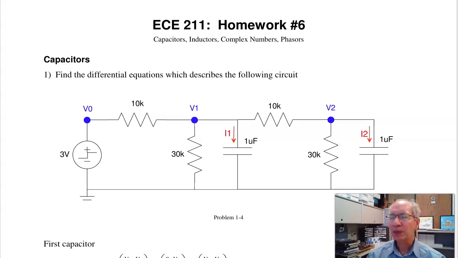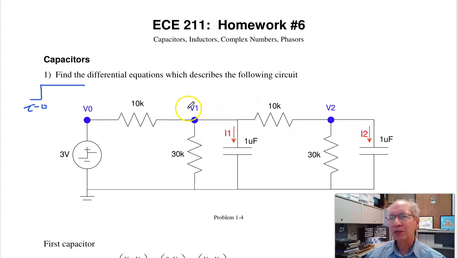Now the first problem is, given an RC circuit, find the voltage at V1 and V2, assuming that the input is a constant that turns on at t equals 0. So the input is 0, jumps to 3 volts at t equals 0. What happens at V1 and V2?